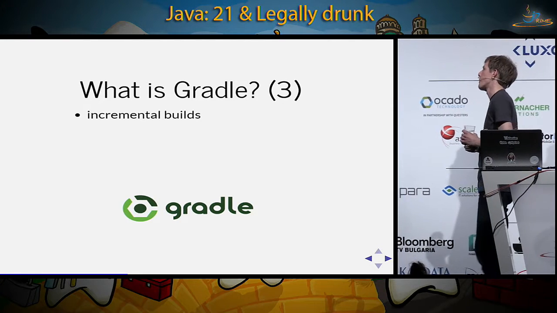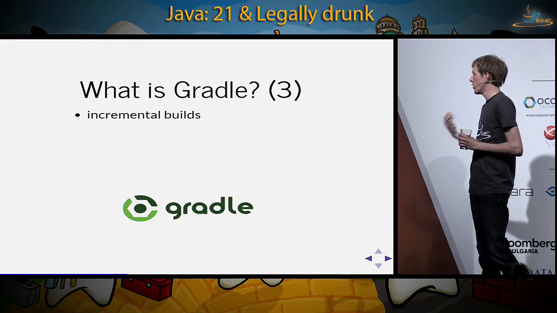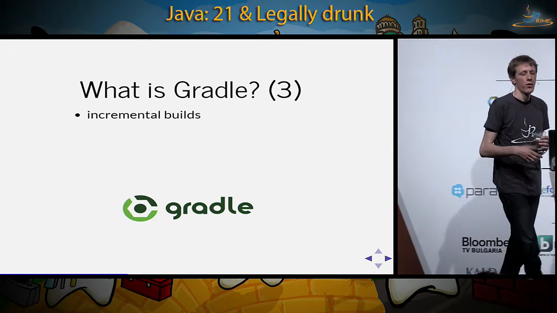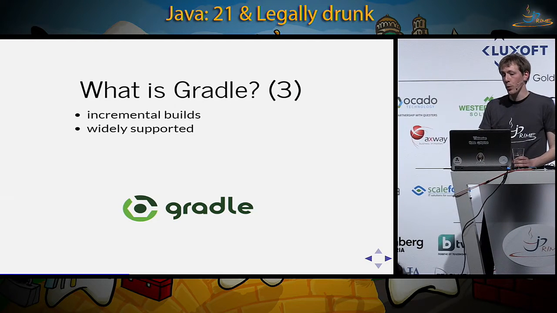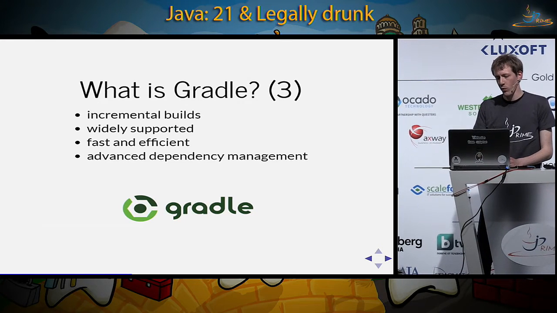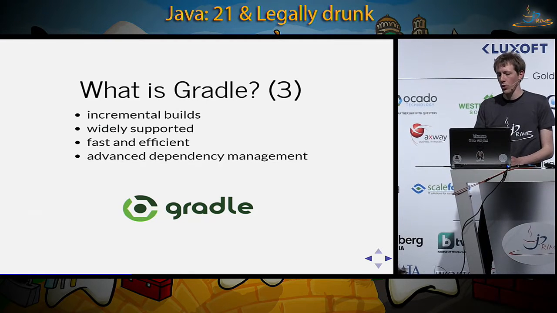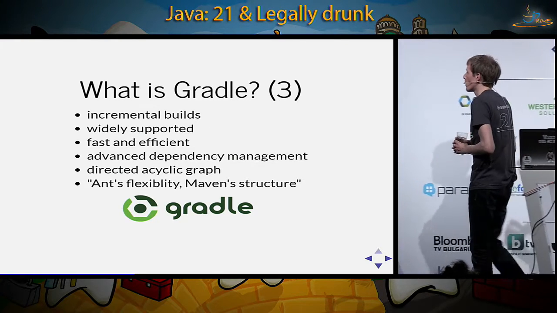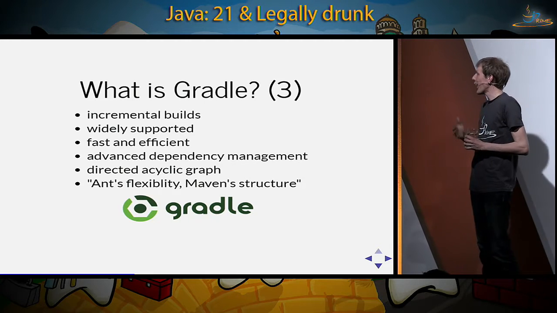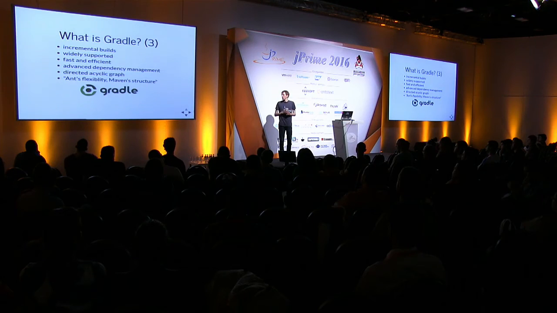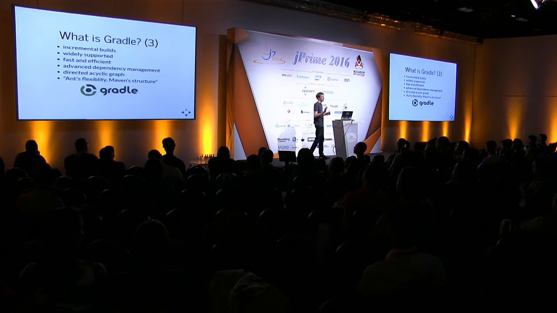Gradle tries to apply incremental building. So when a certain step has already been finished and nothing has changed in the meantime, well, don't do it again, just skip it. Skip whatever you can. It's widely supported, fast and efficient. We'll return to that in a few minutes. Dependency management is quite advanced. I will show a small example of it. And the directed acyclic graph for dependency relations. And actually, if you wanted to summarize this, you would say it tries to be flexible like Ant, and it tries to adhere to a structure like Maven does. It tries to use the best of these two tools.